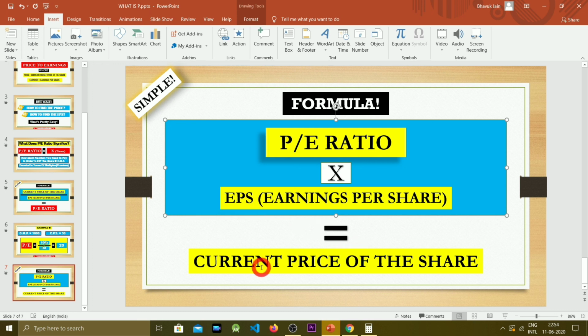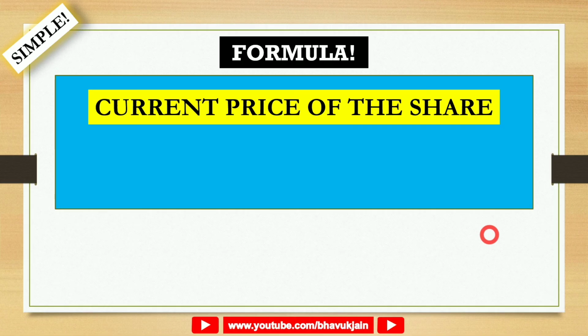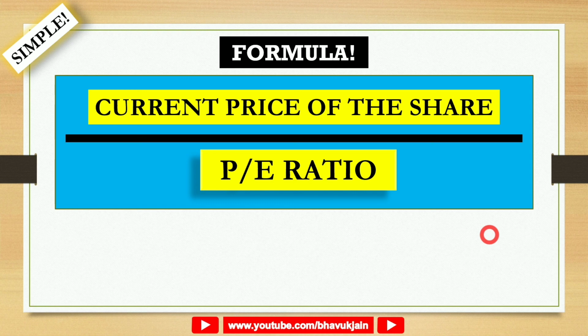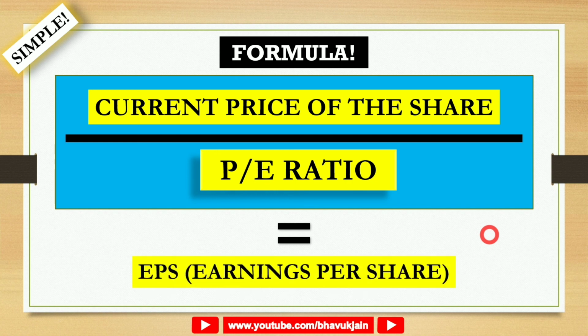Another very interesting thing, we can calculate the earnings per share if we are given the PE ratio and the current market price. Let us see how. It is very simple. We just have to divide the current market price by the PE ratio and we will get the earnings per share. So if we are given any two things, we can compute the third one. So let us now see how it works.